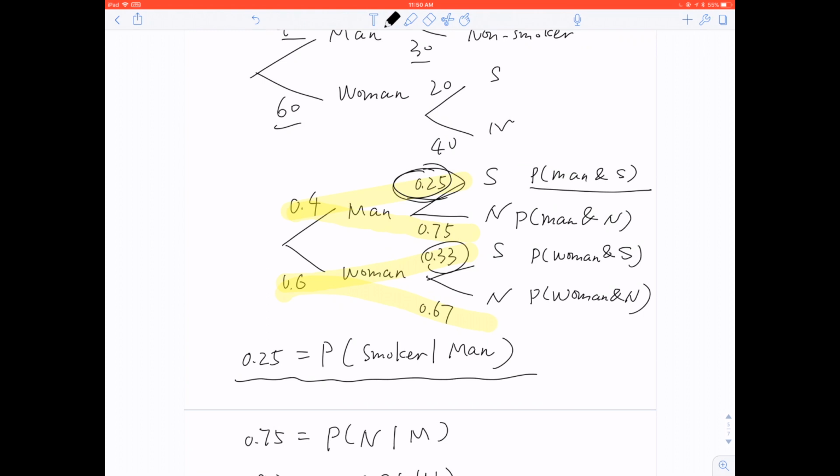Okay, two things to bear in mind. First of all, this place, this place, this place, and this place, they are all conditional probabilities. If you are, on the other hand, multiplying along the tree, then you will end up with these AND probabilities. So that is how to use a tree diagram.